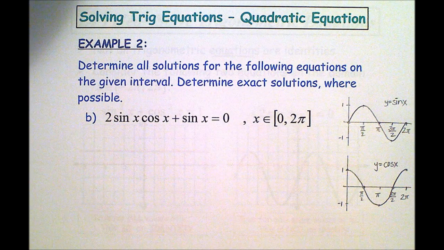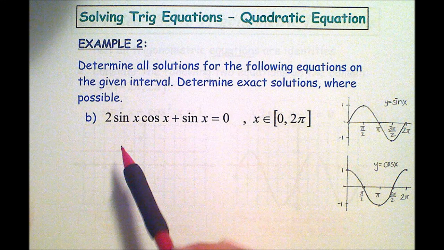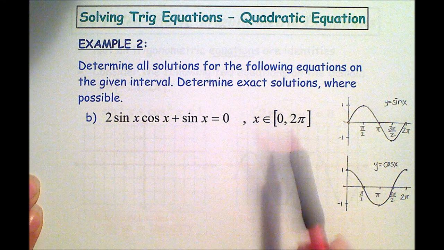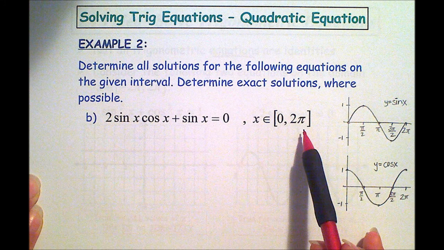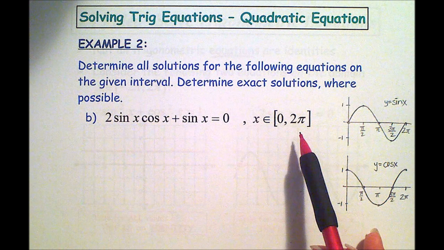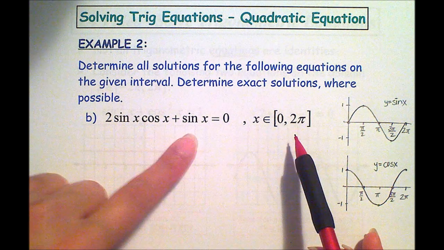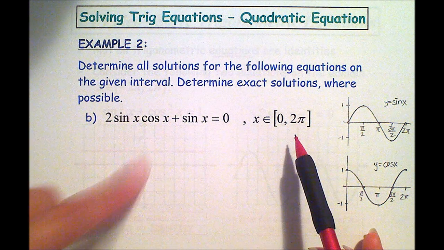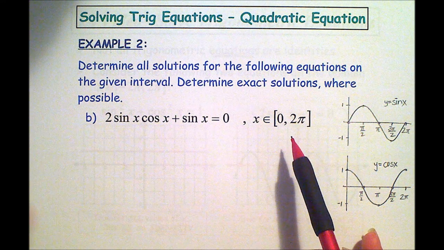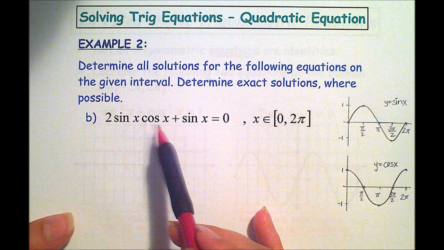Okay, for example 2 part B, we have 2 times sine x cos x plus sine x equals 0. And the domain of x that we're looking at is between 0 and 2 pi. So we're looking at one cycle of the function. Now, what you'll notice in this case is that we have something that looks a little bit more complex. There's no way to isolate only one of the functions. And so you'll notice that we have a sine x term and we have a cos x term.